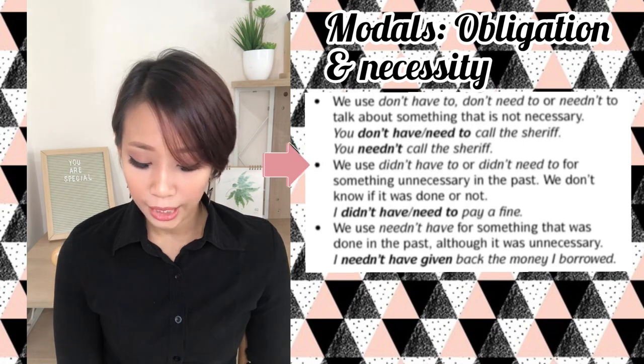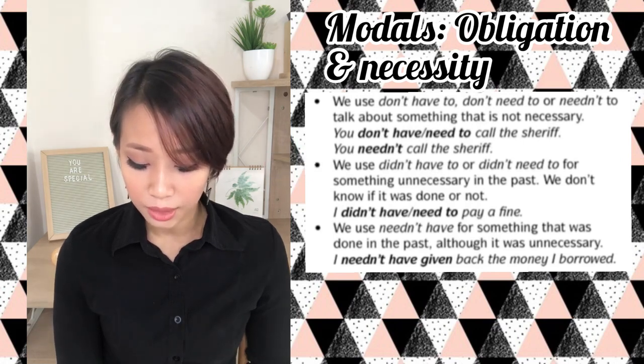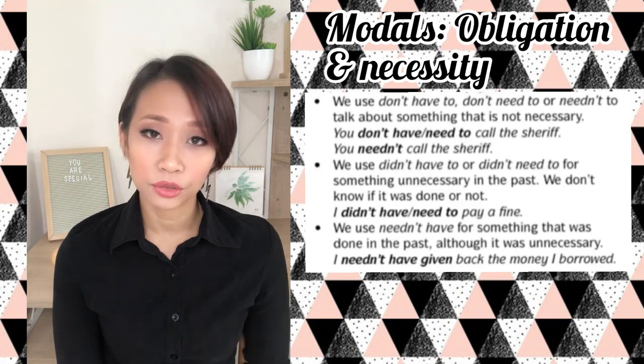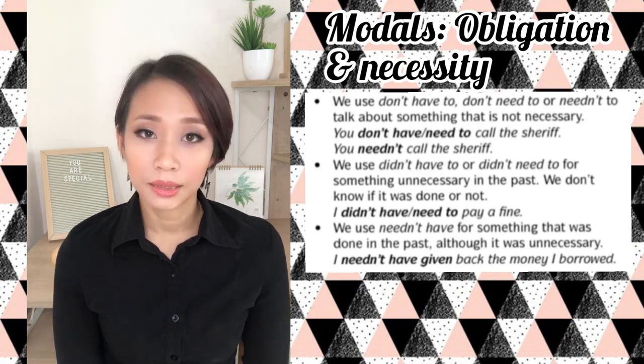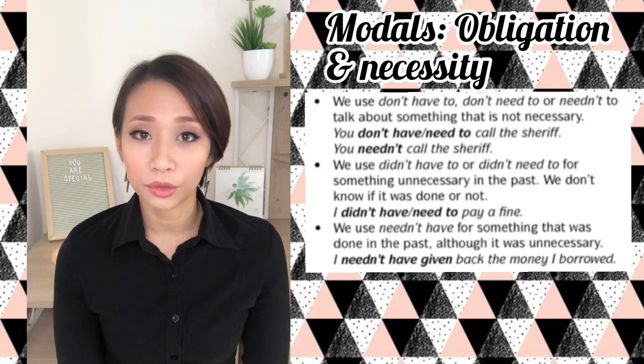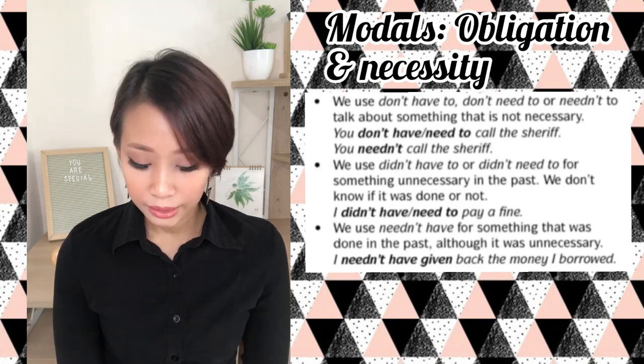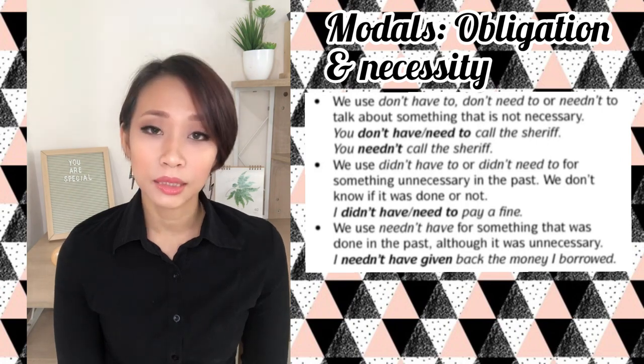We use didn't have to or didn't need to for something unnecessary in the past. Kita guna didn't have to or didn't need to untuk sesuatu benda yang tidak perlu di masa lalu. We don't know if it was done or not. Kita tidak tahu kalau perkara itu dibuat atau tidak. For example, I didn't have or need to pay a fine. So maksudnya di sini, dulu tidak perlu bayar saman. Dan kita tidak tahu ada bayar atau tidak.